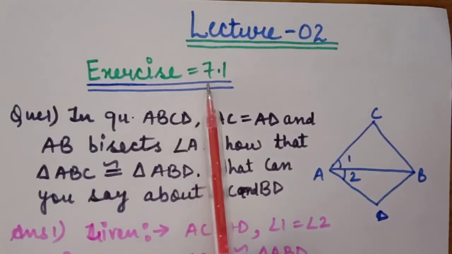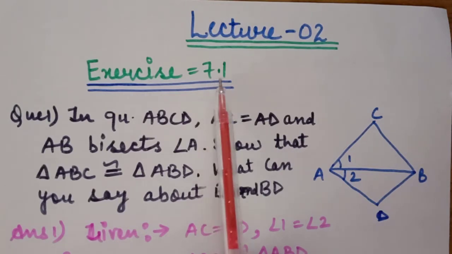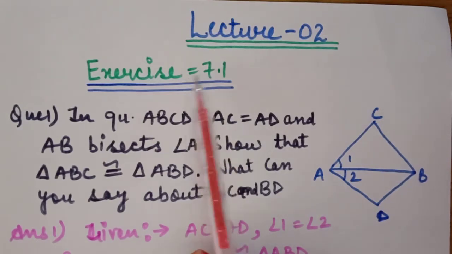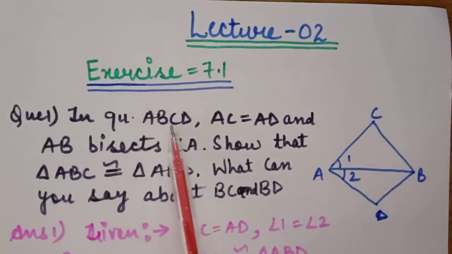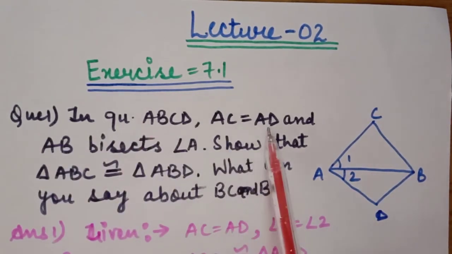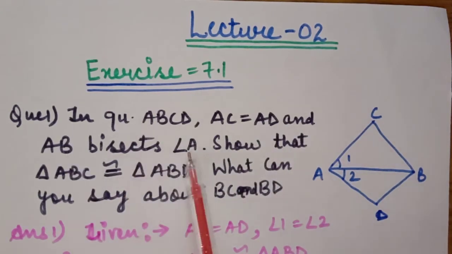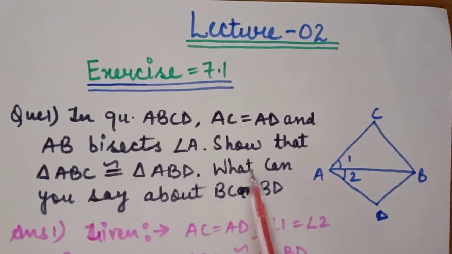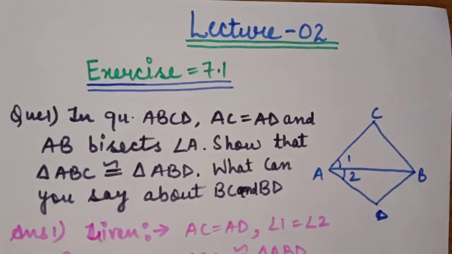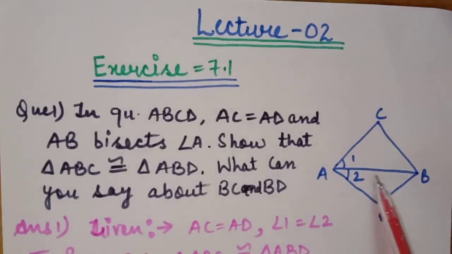So today we will discuss some questions related to exercise 7.1 and learn how we will use those criteria in the form of applications. So exercise 7.1 question first. In a given quadrilateral ABCD, AC is equal to AD and AB bisects angle A. Show that triangle ABC is congruent to triangle ABD. What can you say about BC and BD? This is your given diagram.